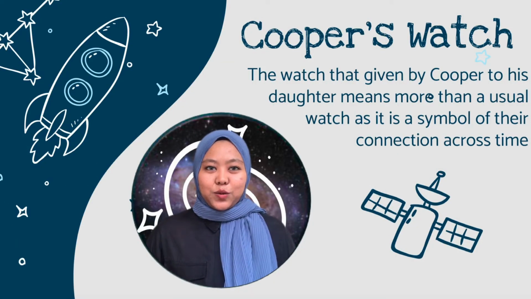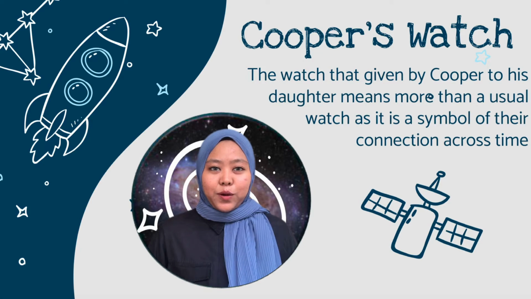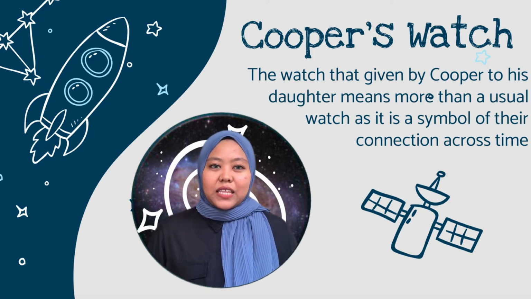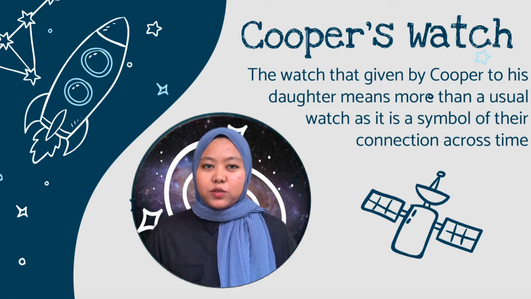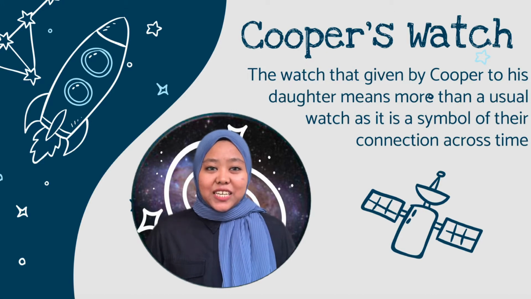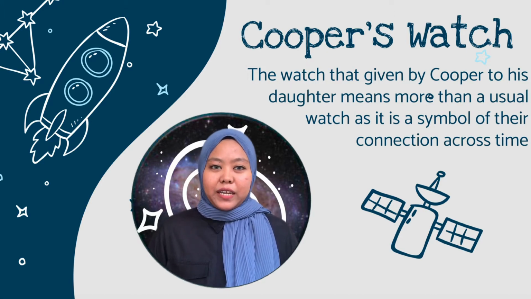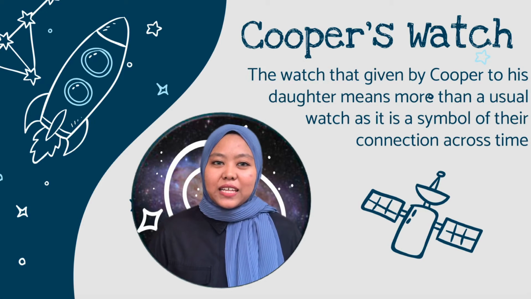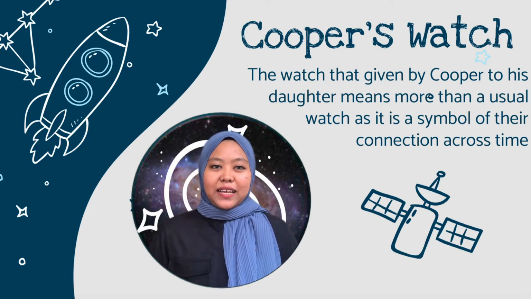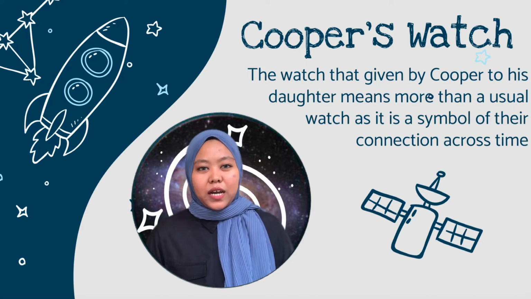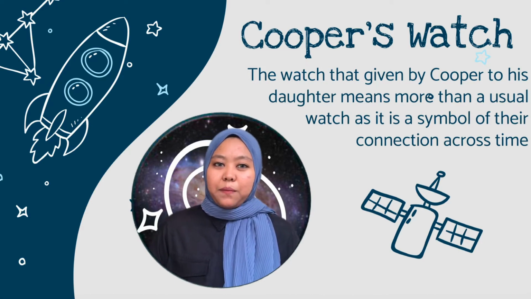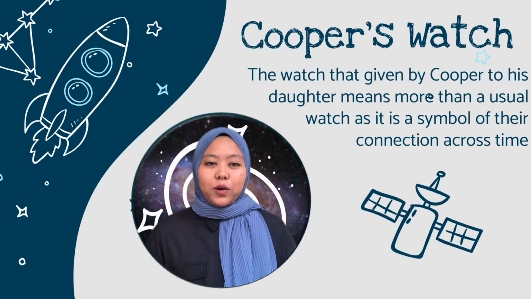The first symbolism is Cooper's watch. Cooper gave his daughter Murph a watch as a gift to persuade her, as she was very disappointed and sad that her father chose to leave. This watch means more than a usual watch, as it is a symbol of their connection across time. Murph left the watch in her old room untouched for many years, which represents that she was still detached from her painful memory. After 23 years, she came into her room to look at her old stuff and saw the watch. It coincided with her breakthrough realization that her father is communicating to her from another dimension through the watch, using Morse code to deliver an important message to Murph.